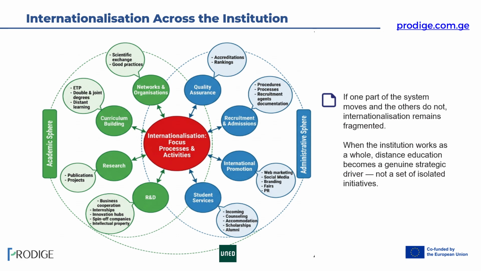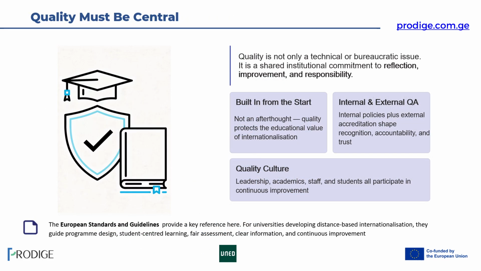And once internationalization is viewed across the institution, one issue becomes unavoidable. Quality becomes unavoidable because distance education can expand international activity very quickly. But scale on its own does not guarantee educational value. If distance education is going to act as a real driver of internationalization, quality cannot be treated as a final check or a bureaucratic formality. It has to shape the design from the very beginning.